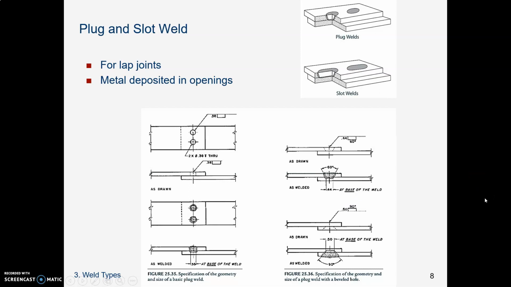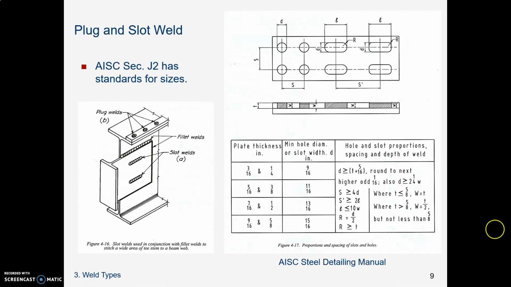And then here's plug welds again. Basically a fillet weld around the inside of a hole. Here is AISC talking about plug welds used to connect two pieces of metal.